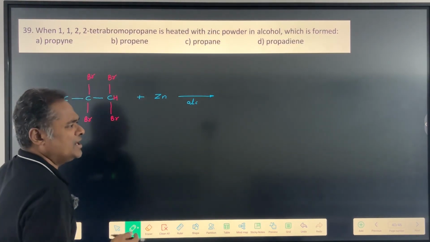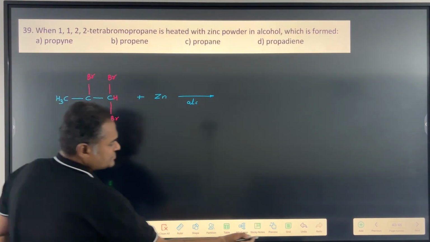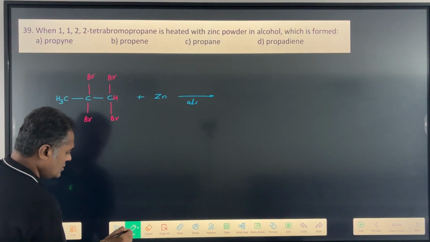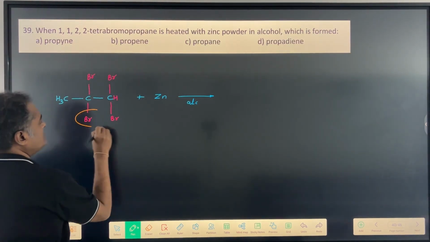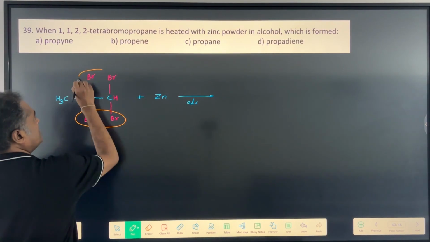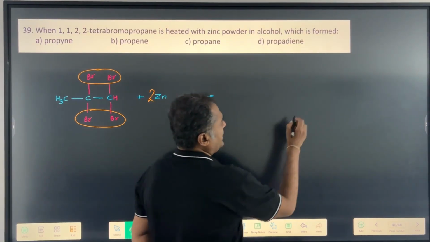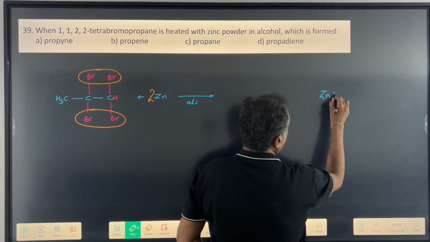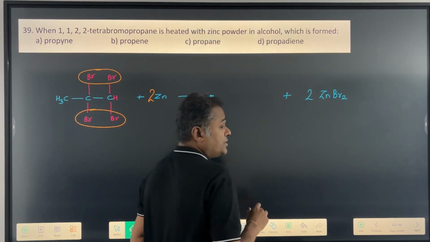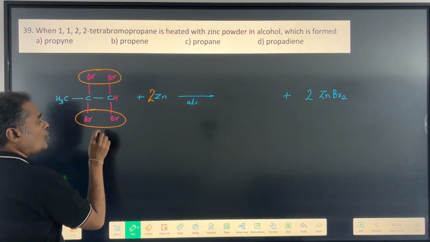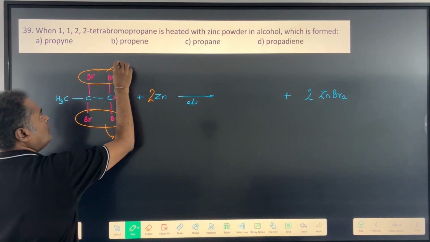Now, what happens? You know that zinc has an ability to remove both these bromines, with zinc, and even both these bromines with zinc. That means you need to balance this. Your byproduct obtained would be zinc bromide, 2 moles. And what will happen? Here you can see first 1 mole of bromine is lost. Here your second mole of bromine is lost.